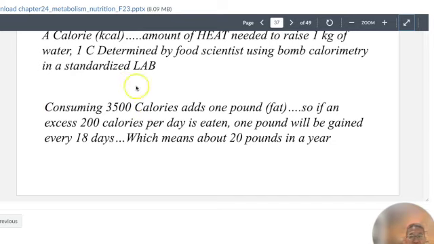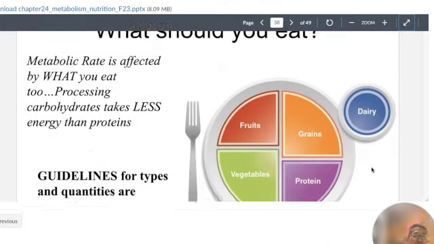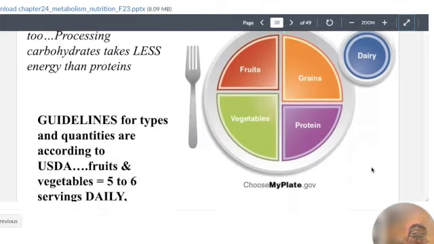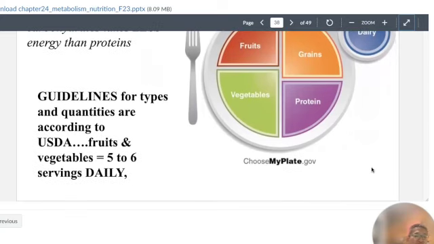Every time you consume about 3,500 calories, you add 1 pound of fat. So if you eat in excess of 200 calories per day, of course that's a lot. If you eat just a little bit more, 200 calories per day, 1 pound will be gained every 18 days. That's pretty quick, which means about 20 pounds a year. So all we have to do is do the reverse, and we'll be able to lose weight slowly, healthy. Again, what should you eat? Here's the guideline.